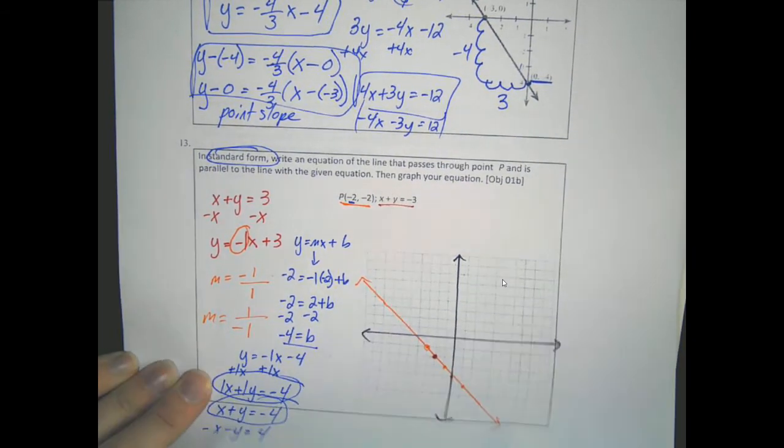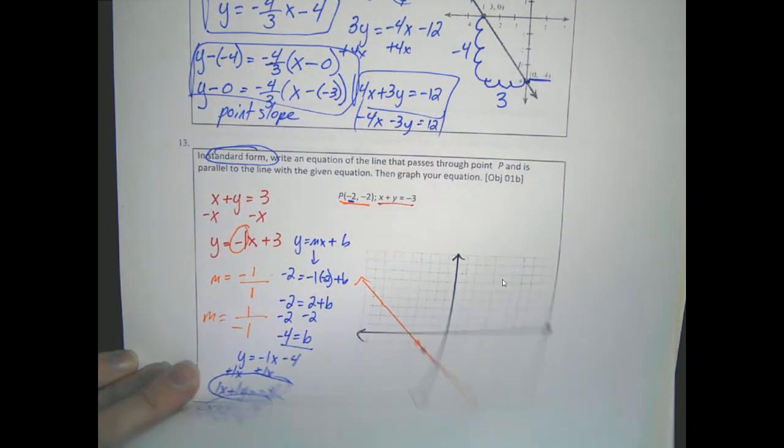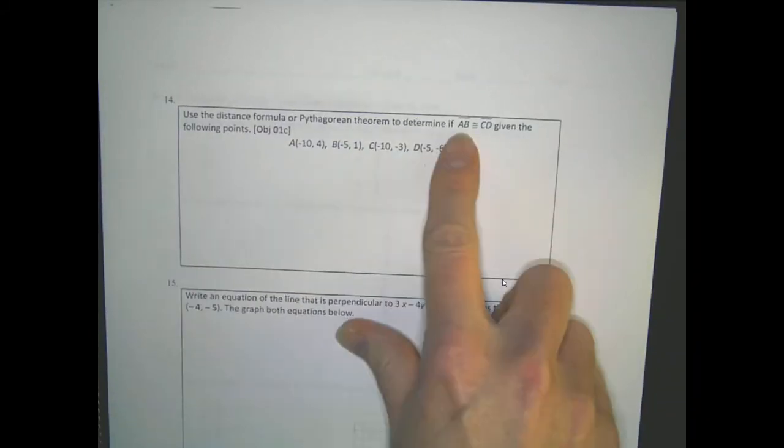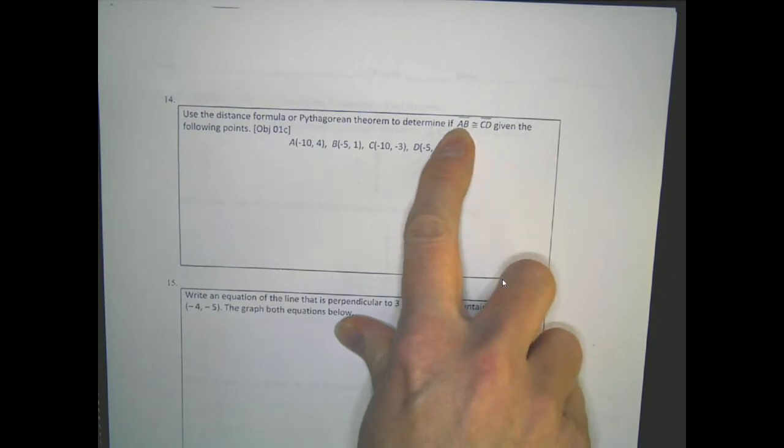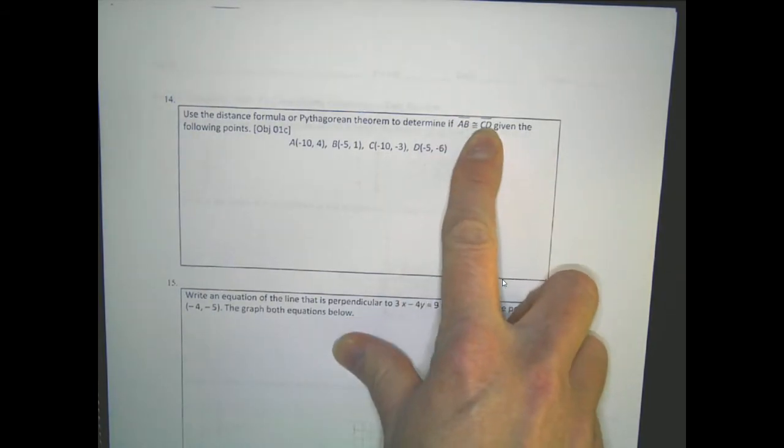Okay, so here we are. Last two problems. The next thing is use the distance formula or the Pythagorean theorem to determine if the two segments from A to B and C to D are the same. They're congruent. So what you do for this is you find this distance and this distance, and if it's the same, then you can say the distances are the same, so they're congruent to each other.